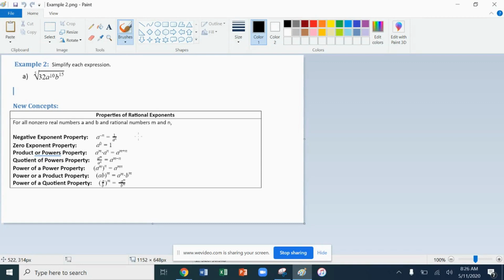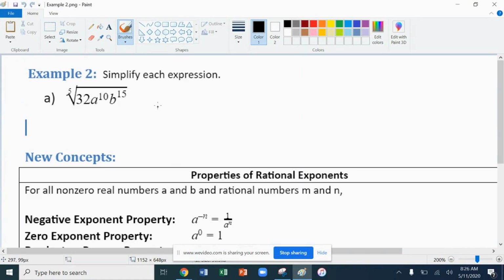We are starting in radical form, so we are going to use the rules of fractional exponents to convert this back to exponential form. The key is I've got this 5th root, so my index right here is a 5. That means when I take 32, that's going to be a denominator in my exponent of 5. This a to the 10th, my denominator of that fraction is going to be 5, and then this b to the 15th, my denominator is going to be 5.